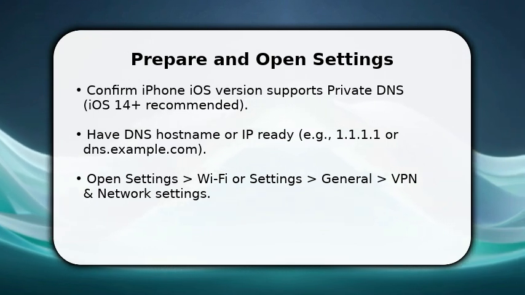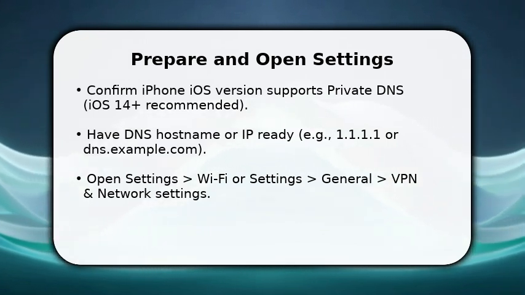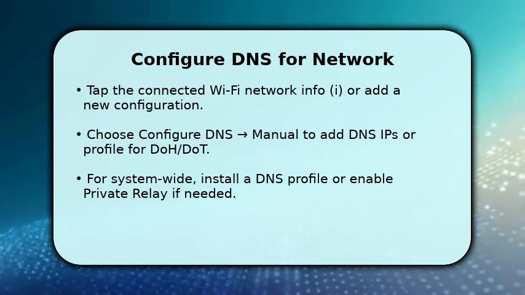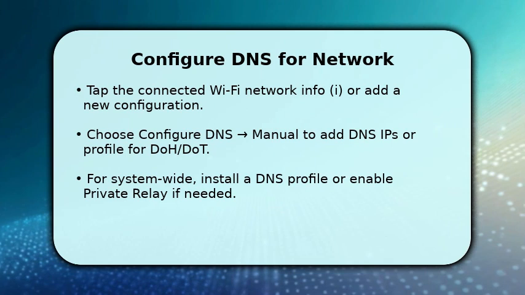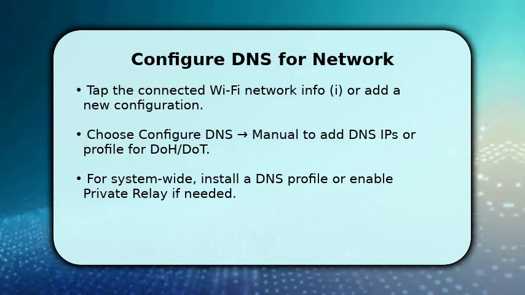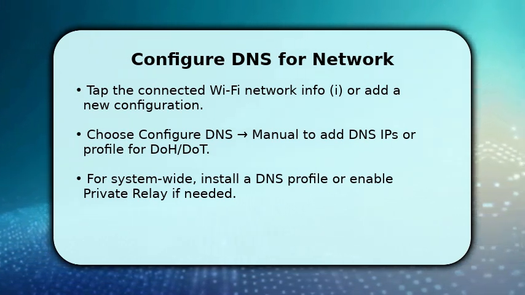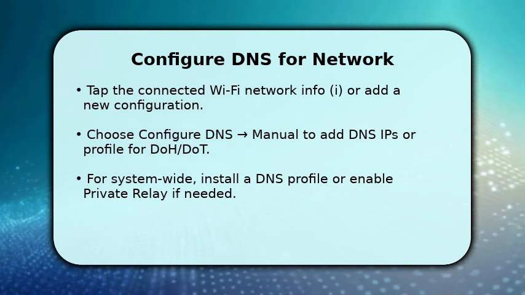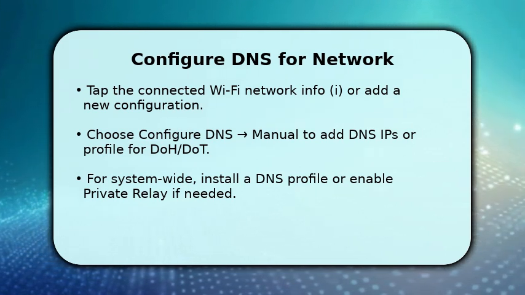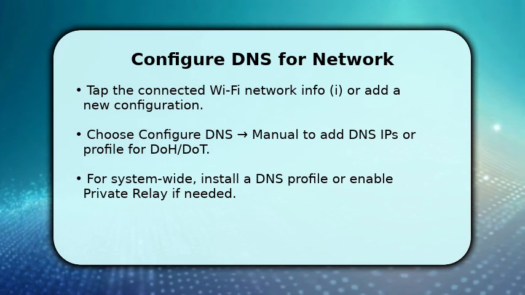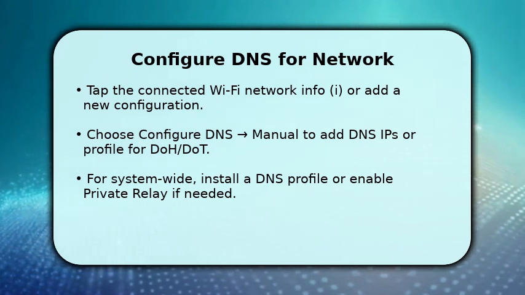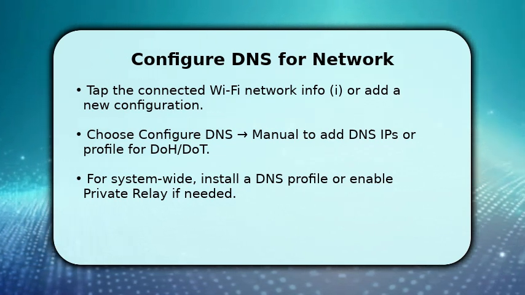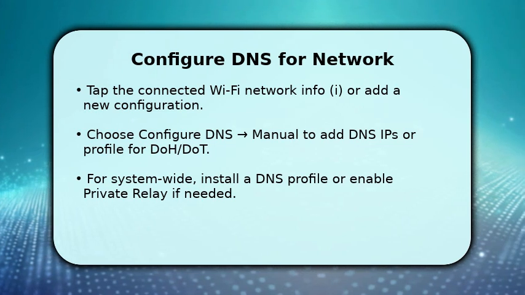You now edit the network's DNS. Tap the Wi-Fi information icon next to your network, choose Configure DNS, and switch to manual to add IP addresses like 1.1.1.1 or 9.9.9.9. If you prefer encrypted DNS, install a DNS profile or use a provider that offers DNS over HTTPS/TLS and follow their profile instructions. Make sure to remove conflicting entries and prioritize the encrypted provider.